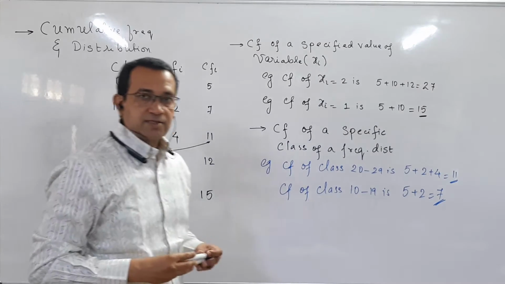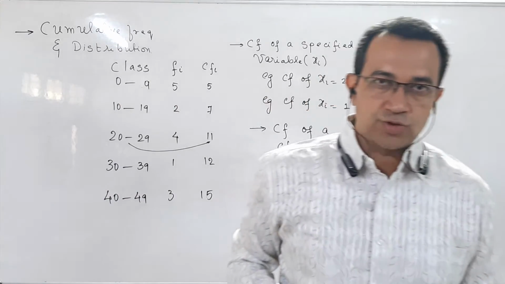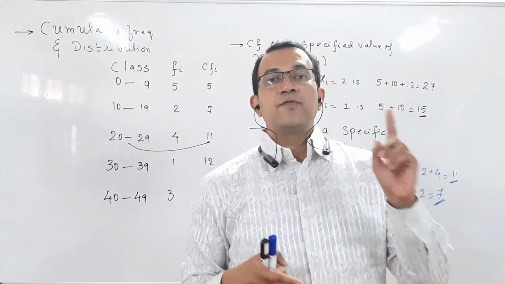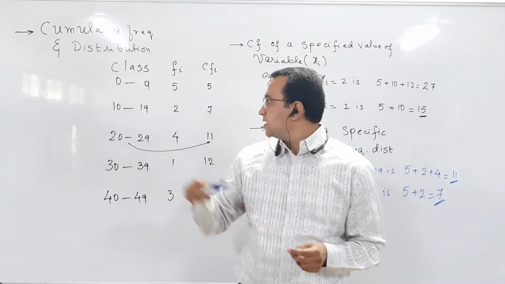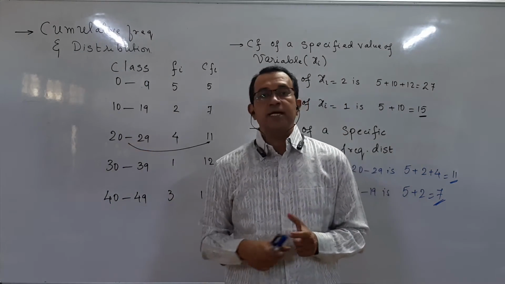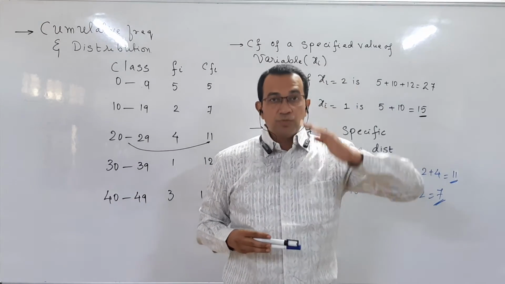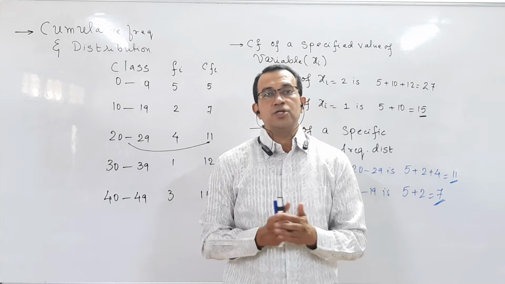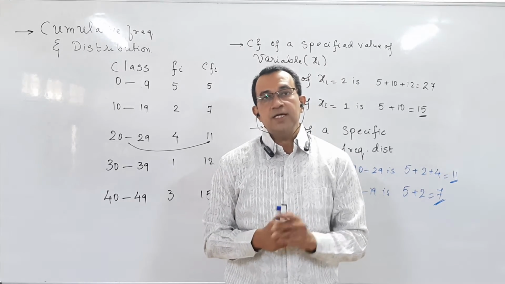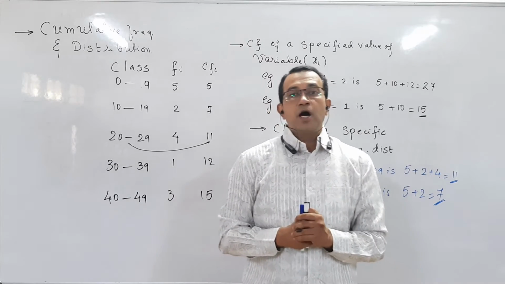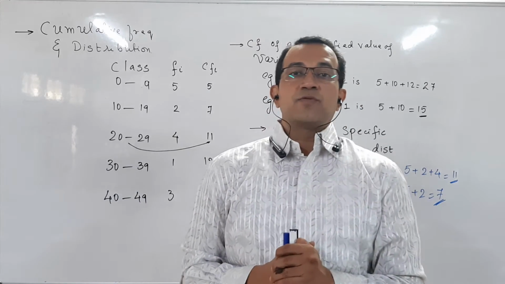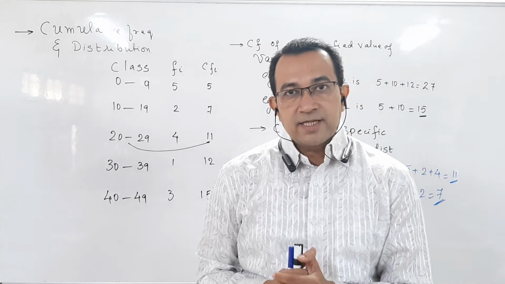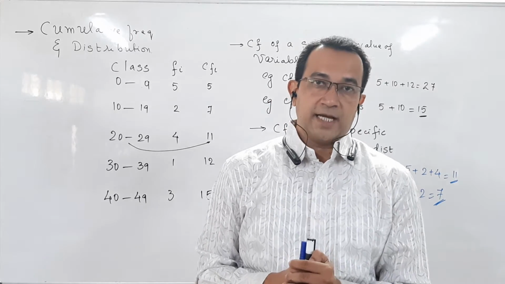of a specific class of a frequency distribution. Once again I am defining, the sum of frequencies of all the classes above that class, including that class, is called cumulative frequency of the corresponding class. I hope now this should be very clear. Now students, cumulative frequency distributions are basically of two types: less than type and more than type.